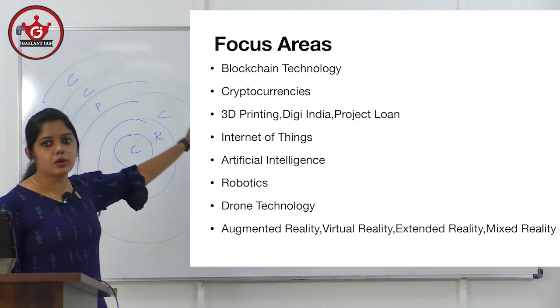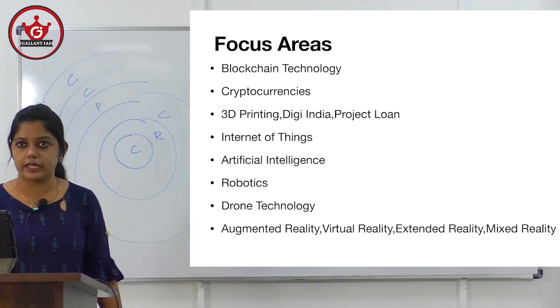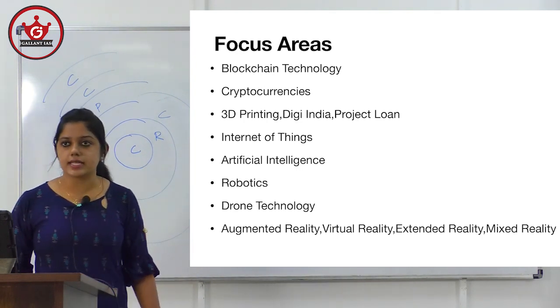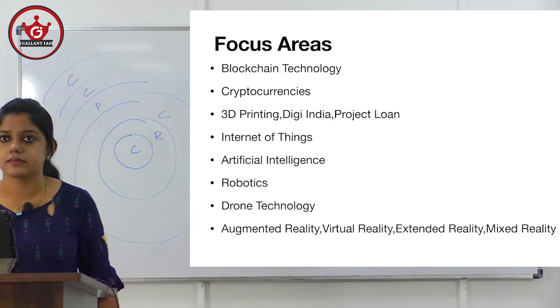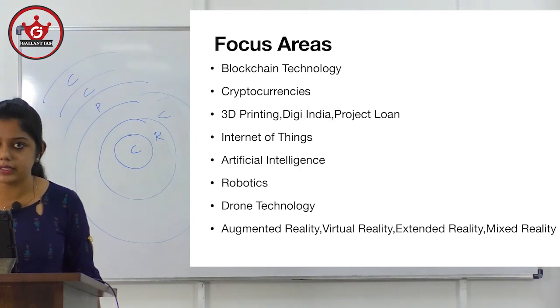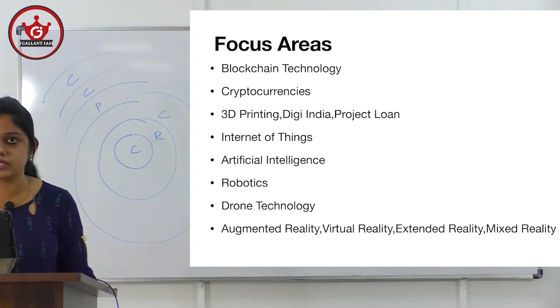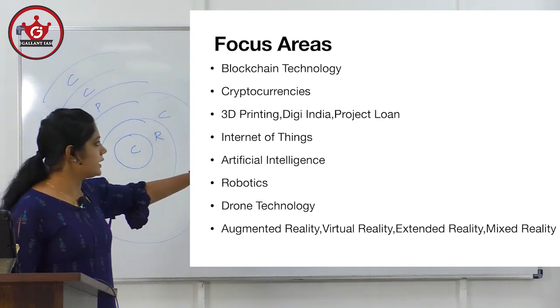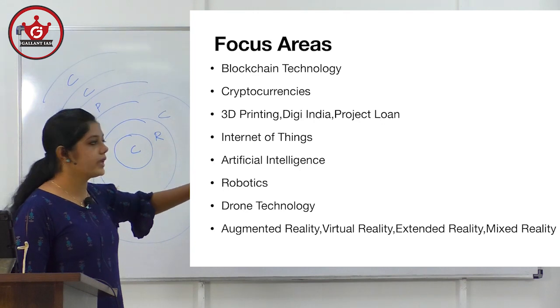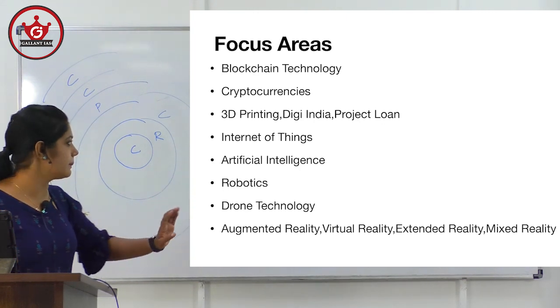these areas are important. One is blockchain technology. You know about blockchain, right? Second is cryptocurrencies. Name some cryptocurrencies: Bitcoin, Ethereum, Libra, Litecoin, etc. And 3D printing, Digital India, Project Loon, etc. were taken from previous year question papers.